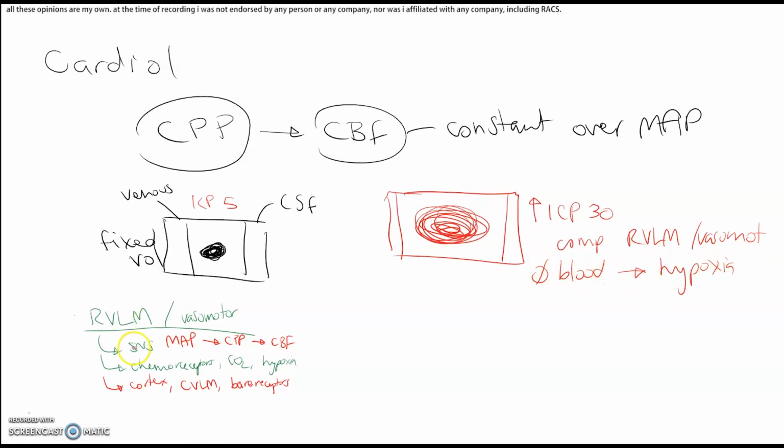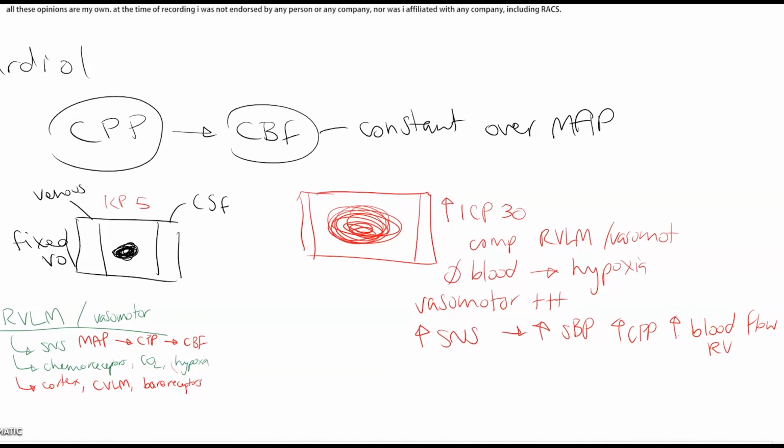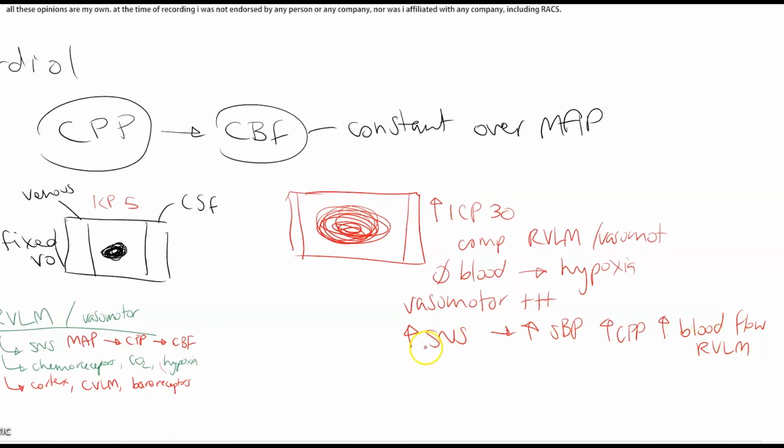And this hypoxia, we noted, was a positive stimulant for the vasomotor area. So our vasomotor discharge increases. We've discussed that increasing the vasomotor discharge results in increased SNS output. So we get an increased SNS output. And this is in an attempt to increase the systolic blood pressure of the body, in an attempt to increase the cerebral perfusion pressures, in an attempt to increase blood flow back to the RVLM. This is what the body is trying to achieve.